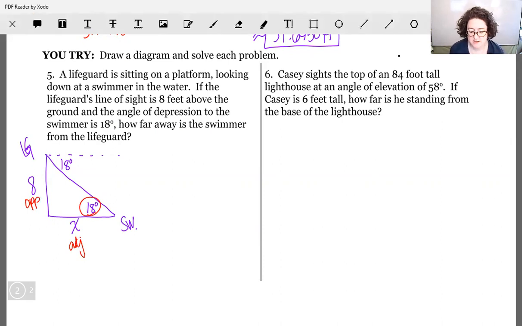And you've probably noticed that these are happening pretty often because it's a lot easier to measure a straight horizontal line or a straight vertical line than it is to measure something diagonally. And so that's why we tend to use tangent a lot more often in these application problems. So we have tangent of 18 degrees equals our opposite 8 over our adjacent x.